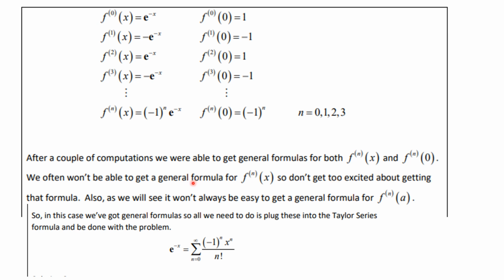And so what we can do is write that e to the minus x is equal to the summation n equals 0 to infinity of minus 1 to the n, x to the n over n factorial. It indeed is an alternating series.